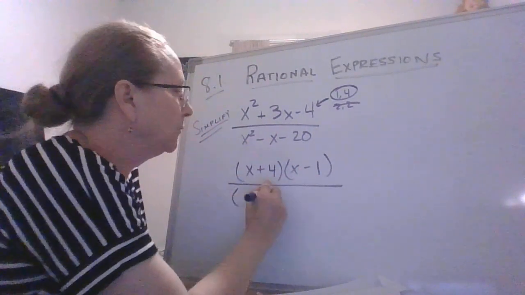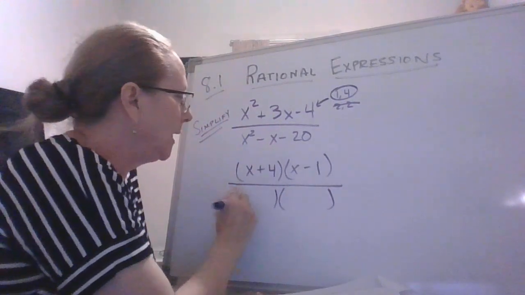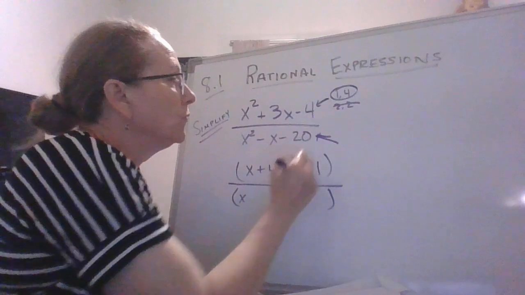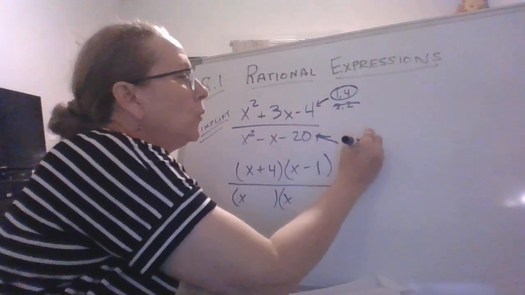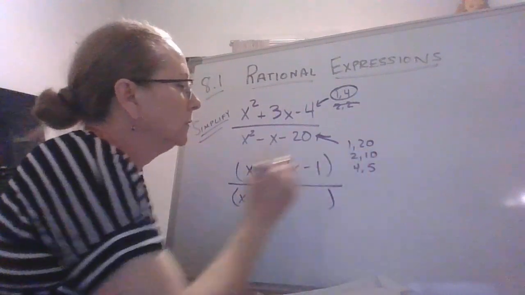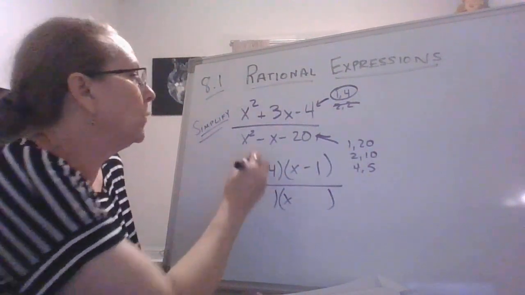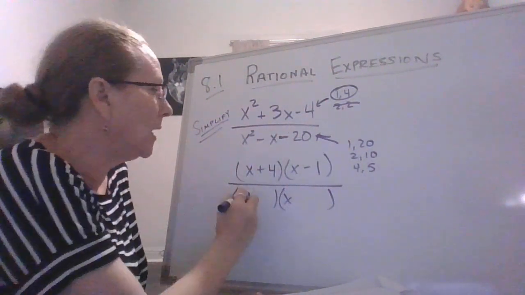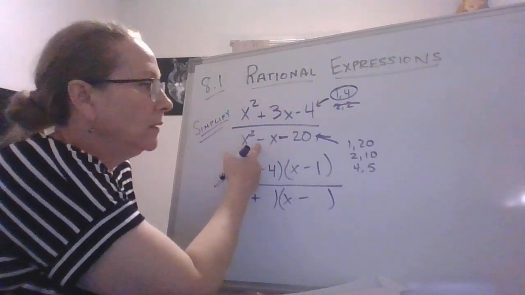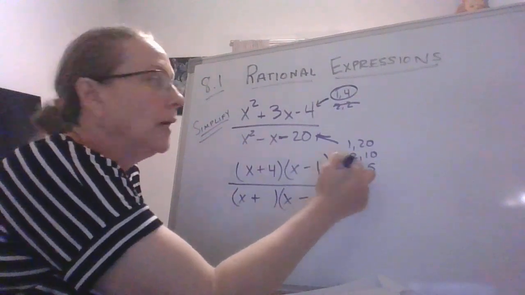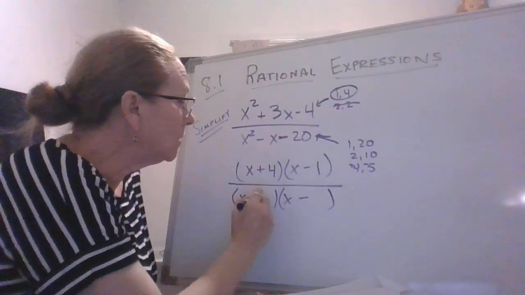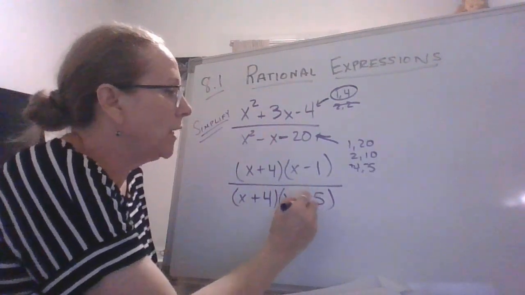Now at the bottom, our denominator, again, x and x. For 20, we know there are lots of factors for 20. We could have 1 and 20, 2 and 10, 4 and 5. Well, if we have different signs again, which factors are going to give us a negative 1? Well, it's going to be a negative 5 and a positive 4 that give us 1. So 4 here, 5 there.